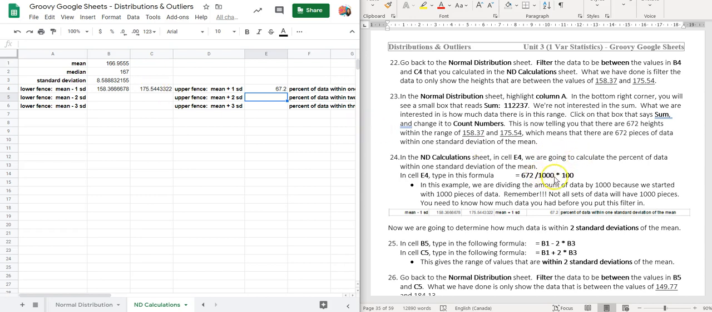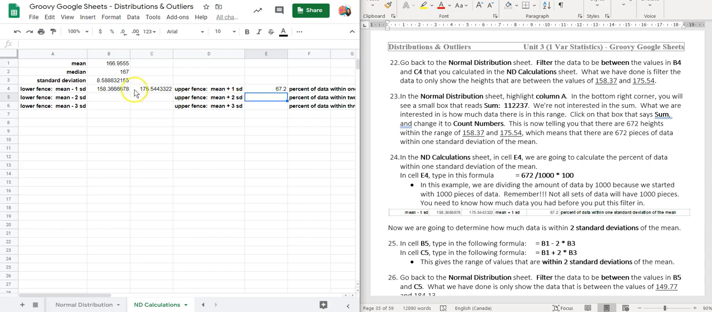Now remember, that number won't always be 1,000. It's only 1,000 in this example because we started with 1,000 pieces of data. You may have another example later on where there is not 1,000 pieces of data, so this number would be however much data you have.